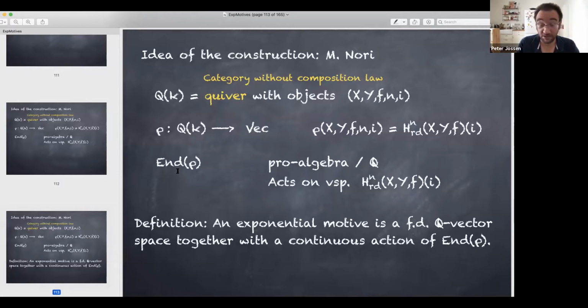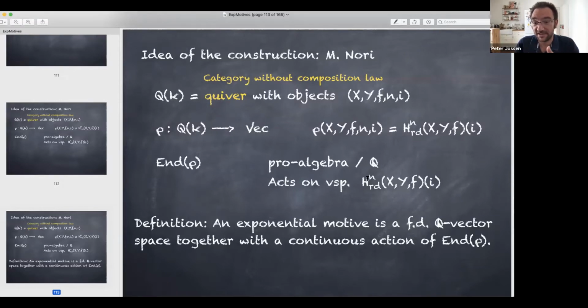It's obviously an abelian category. It has a forgetful functor to vector spaces, which is exact. So motives, you can think of them as vector spaces plus some extra structure. The extra structure is the action of the endomorphisms of rho. Moreover, there are the motives H, N, X, Y, F, and I. Well, I just gave them to you.